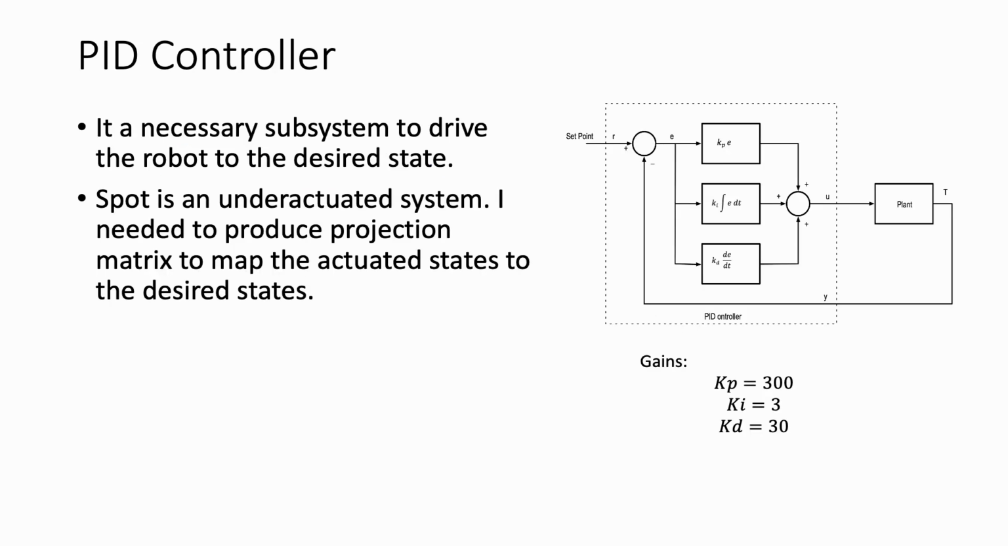The second part is building the PID controller. It is a necessary subsystem to drive the robot to the desired state and keep it stable at that desired state. Spot is an underactuated system. I needed to produce a projection matrix to map the actuated states to the desired states.